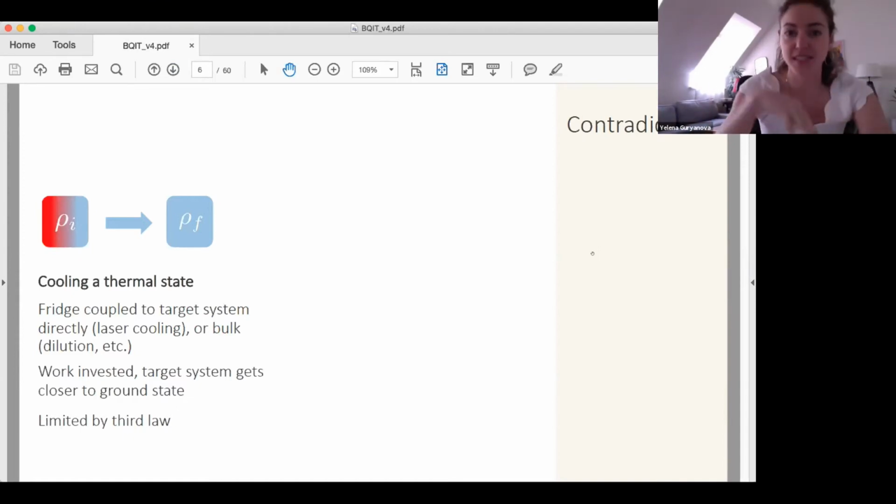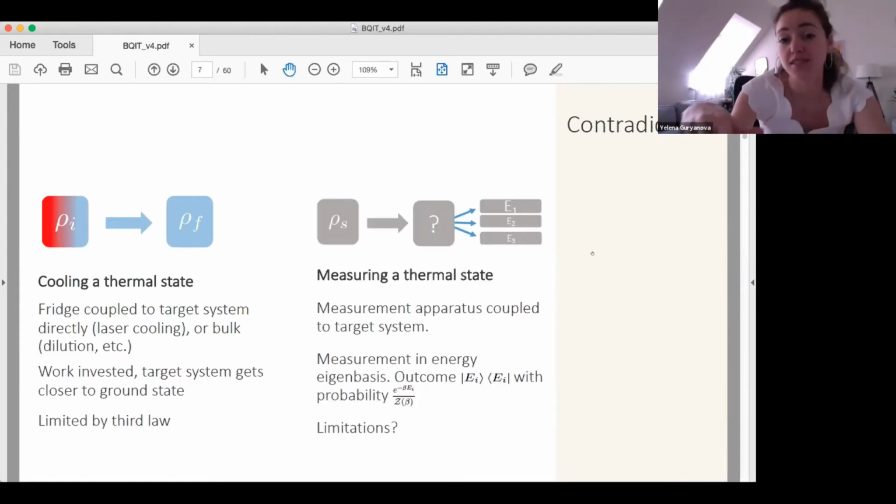Now, if we rewind and think about what we know about measurements, if I measure a thermal state, well, I take a measurement apparatus and I couple it to my target system, the system I'm interested in. I choose a measurement basis, so for example, energy, and I obtain the outcome i, or E_i, with some probability given by a coefficient from the Gibbs distribution. And the question here is, what is the final state of this process limited by? And it appears to be limited by nothing.